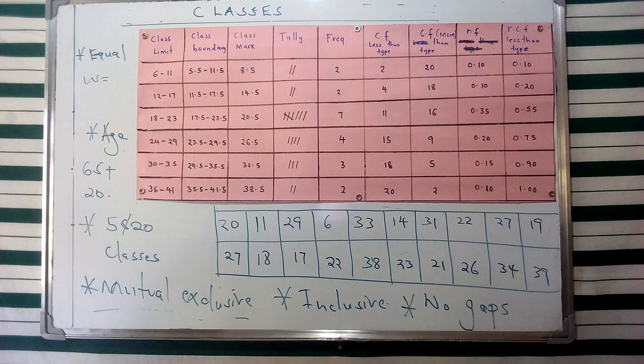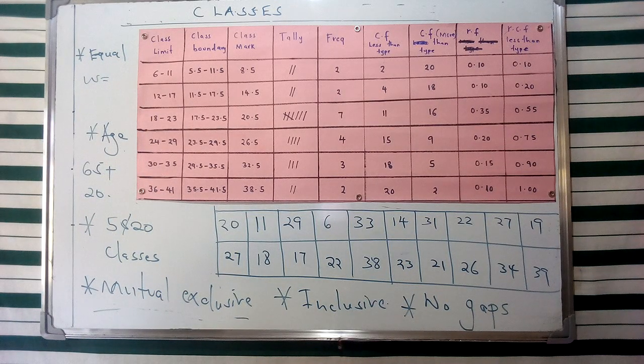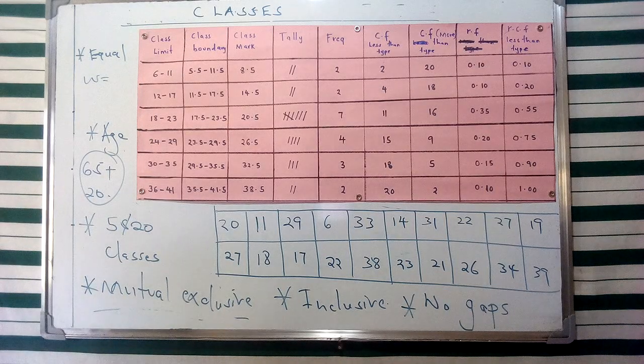And then I talked about the class width, which has to be the same across the classes. And then lastly, I've talked about the concept of having a set of data which is going to be either below or above, depending on what kind of data we are dealing with.